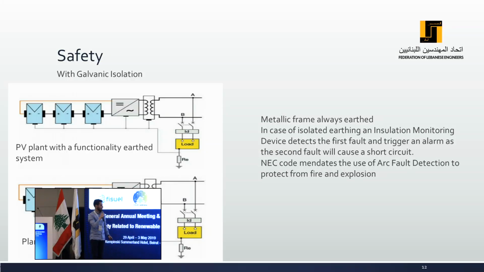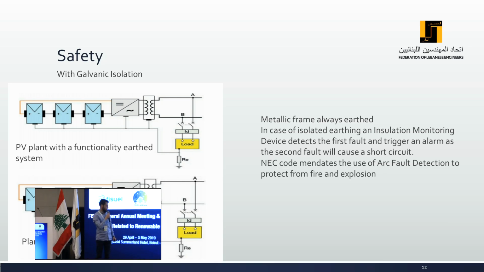As far as safety is concerned, the IEC characterizes two types of earthing, with galvanic isolation and without galvanic isolation. We have the functionally earthed system, and that means that a live part of the PV plant, the plus or minus, will be earthed along with the metal frames. The metal frames are always earthed, and the isolated PV generator will not have a conductor earthed with the system.